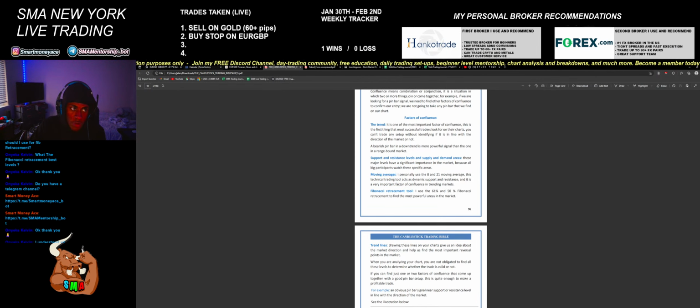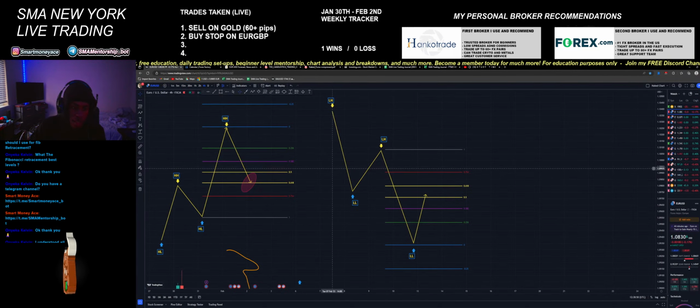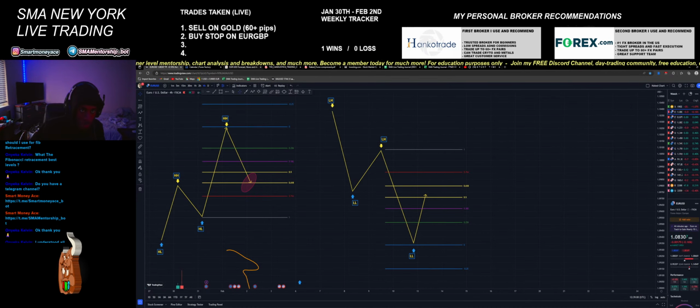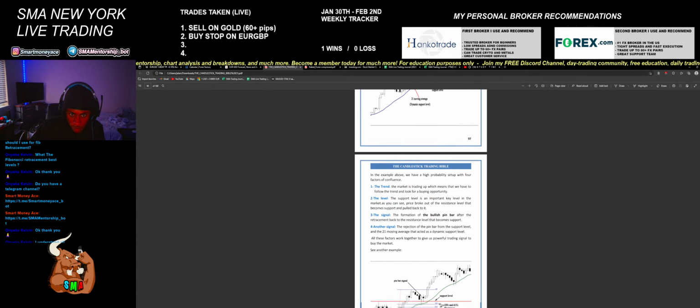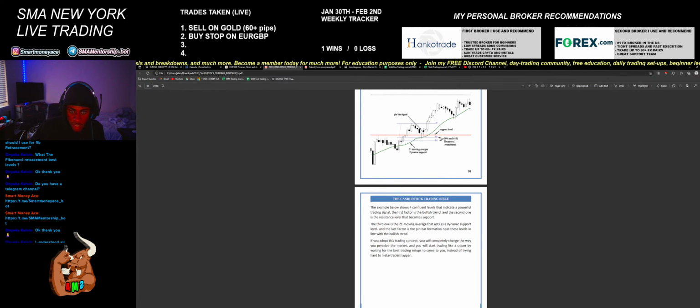Fibonacci retracement tool, which is what I was just going over. The 61 and 50% level, which is the golden zone. Okay, trend lines, drawing these lines on your charts give us an idea about the market direction and help us find the most important reversal points in the market. Now, trend lines are important, okay? I'm not gonna say they are not important because you can use trend lines as a form of support and resistance, okay? So these are talking about moving averages. We're not gonna get into.